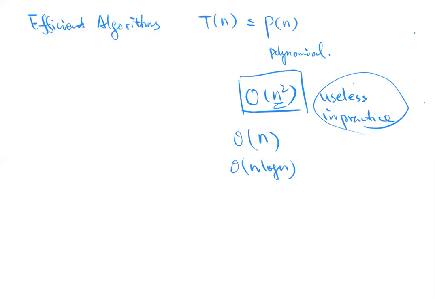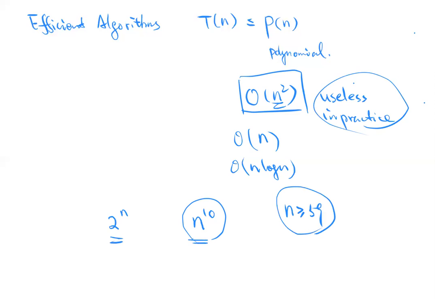Also, in practice, polynomial algorithm does not mean it's really very fast. Say one algorithm is exponential, 2 to the power n, and one is polynomial, but n to the power 10s. In theory, this one is much better. But in practice, it's not the case. This 2 to the power n is always better than n to the power 10s, unless n is at least 59. So in practice, it's a different issue.